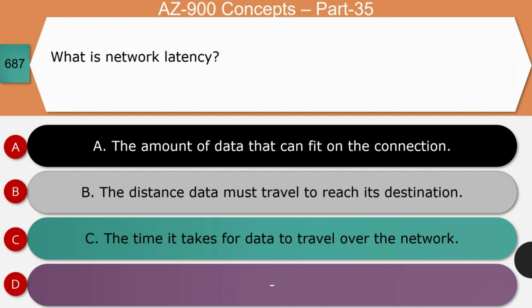Next question: which is not what is network latency? Option A: the amount of data that can fit on the connection. Option B: the distance data must travel to reach its destination. Option C: the time it takes for data to travel over the network. The right answer for this question is option C. Let's see the reason. Network latency is the time it takes for data to travel from one point to another on the network. It is often measured in milliseconds, and it is a key factor in determining the responsiveness and the performance of a network.